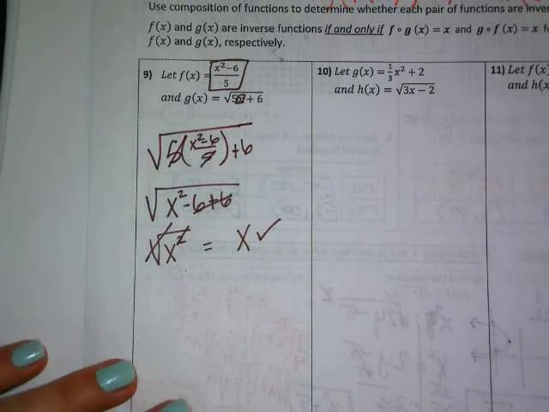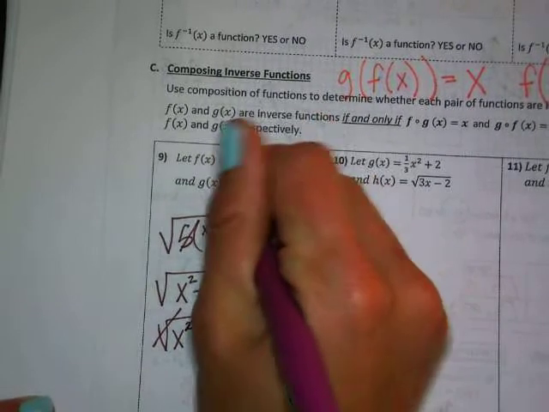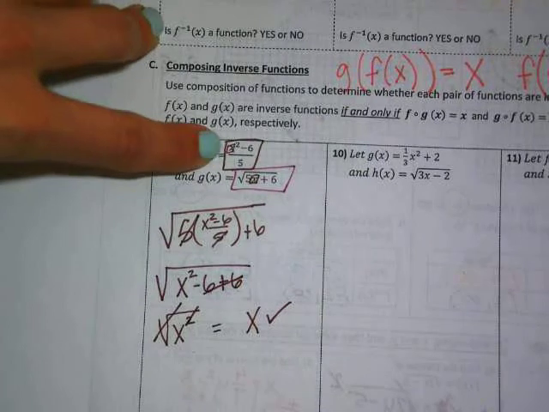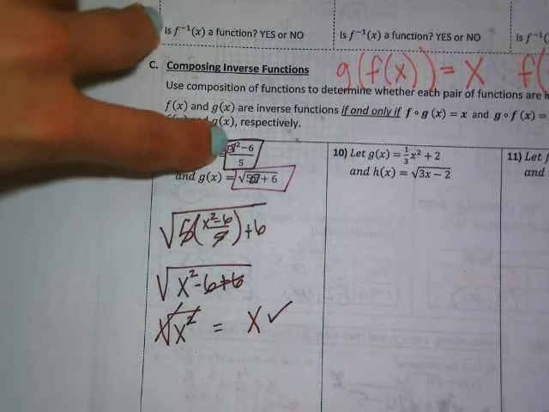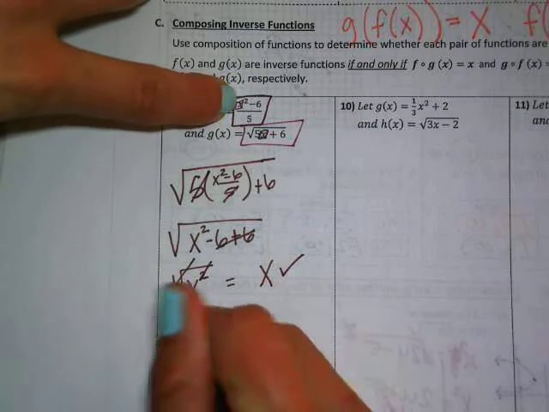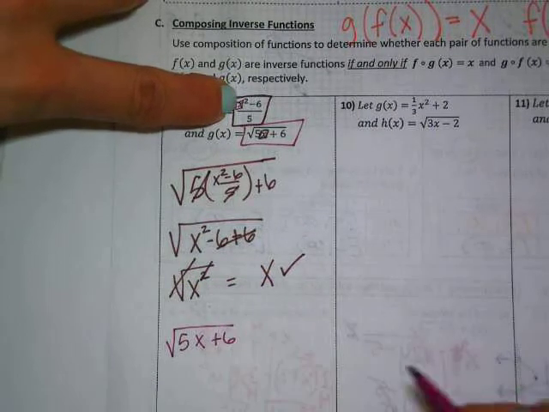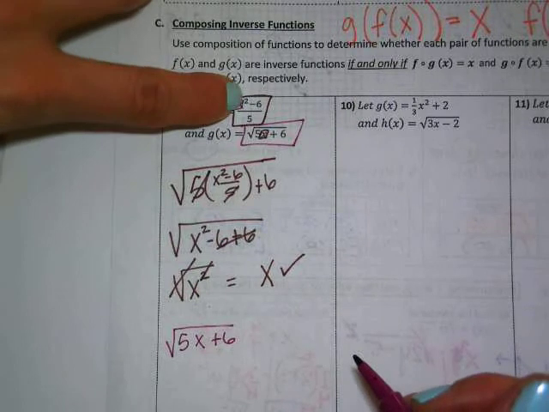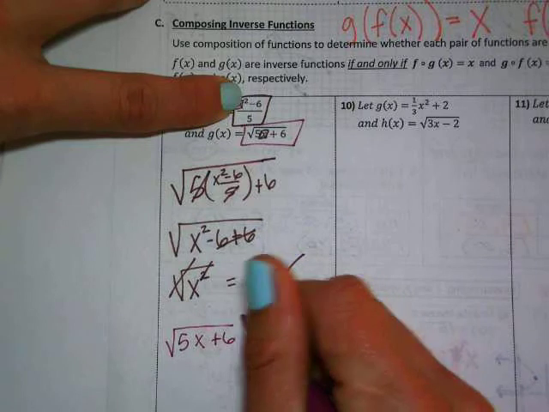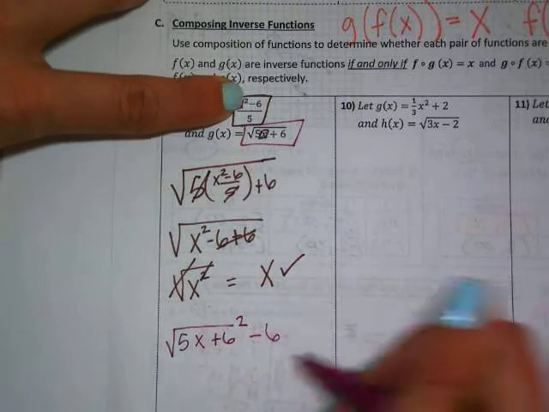Now we got to put the g in. Right, so now we got to do it the other way. So now we're going to put g into f. All right, so now we're writing the f equation. Instead of the x, what are you going to put? Square root of 5x plus 6. All right, what comes after the x? The squared. What comes after the square? Minus 6, and it's all over 5.